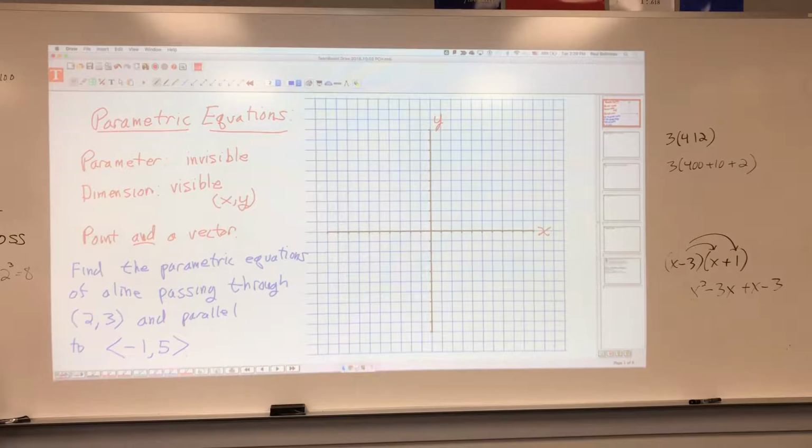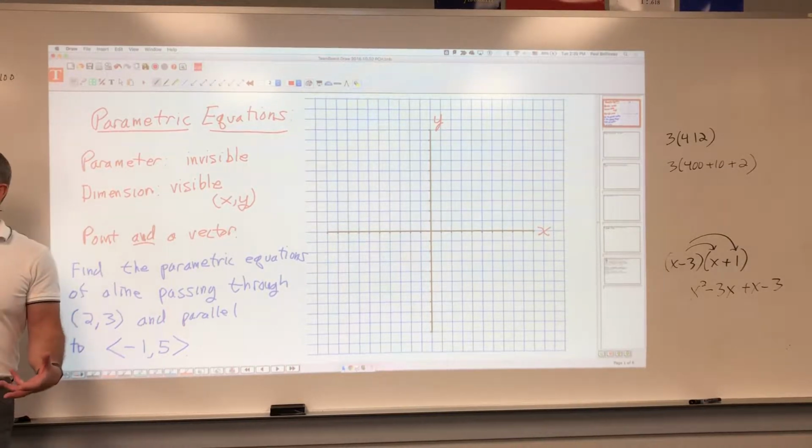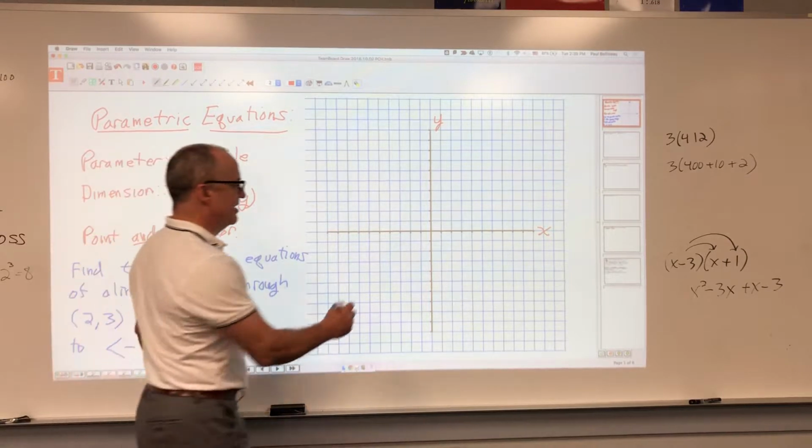What does this look like? First off, I said find the parametric equations. I haven't even told you how to do this. Okay? There's a lot going on here I haven't covered yet. Let's break this down a little bit. Let's start simple. The point (2, 3), is that hard to find? No. That's not bad to figure out.